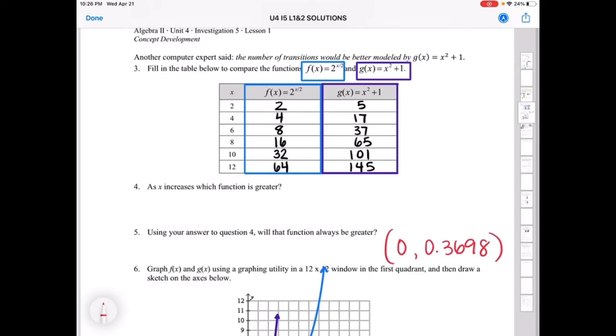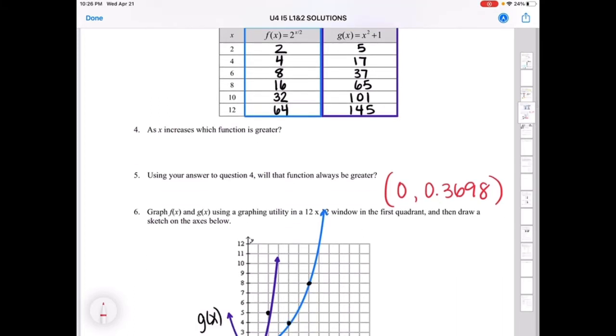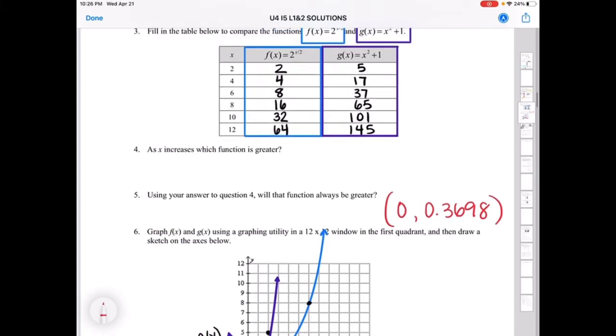Moving on to the next page, we're going to be using the same exponential function, f of x is equal to 2 to the x divided by 2 power, and we're comparing it with a polynomial function, g of x, which is equal to x squared plus 1. I've already put the y values in for you, and we're being asked, well, as x increases, which function is greater? If you look at these numbers, we're going to get g of x, because these numbers for this function are growing faster and they're bigger.